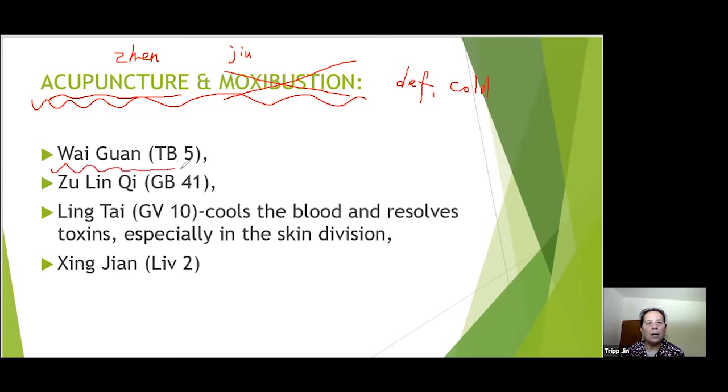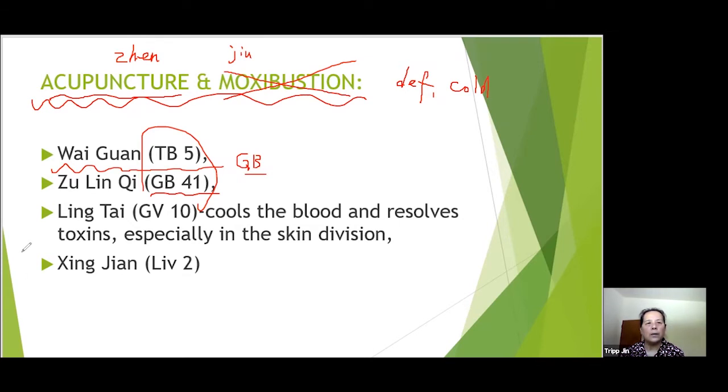So, Triple Energizer 3, in combination with Gallbladder 41, opens the whole channel. We know the gallbladder channel goes along the side of the body. This illness mainly comes from the side and then goes to the center. So that clears some heat toxins from the liver and gallbladder also.